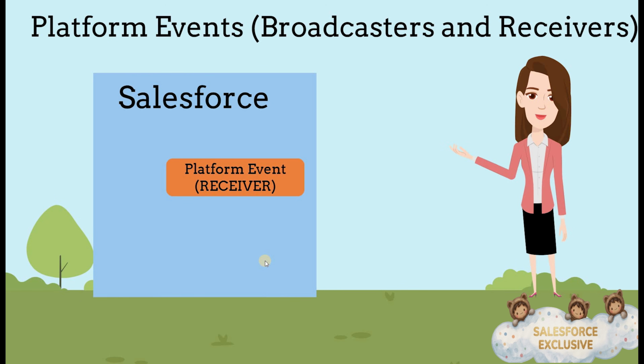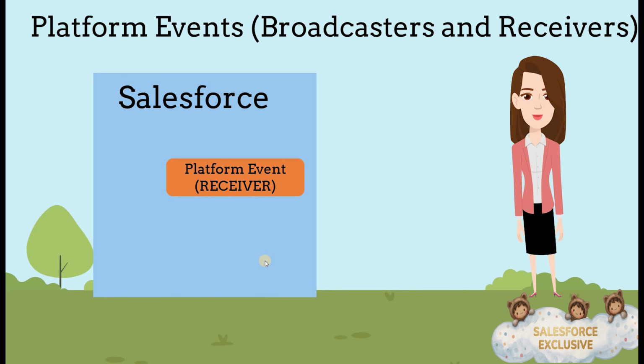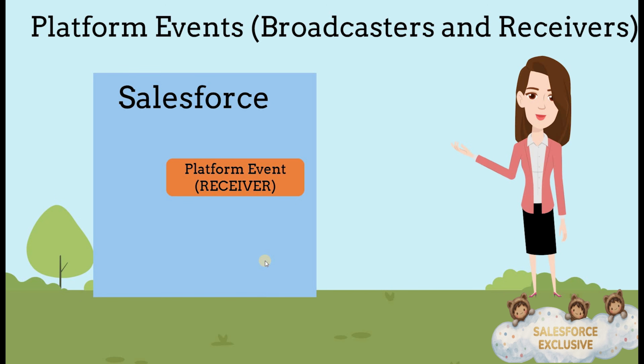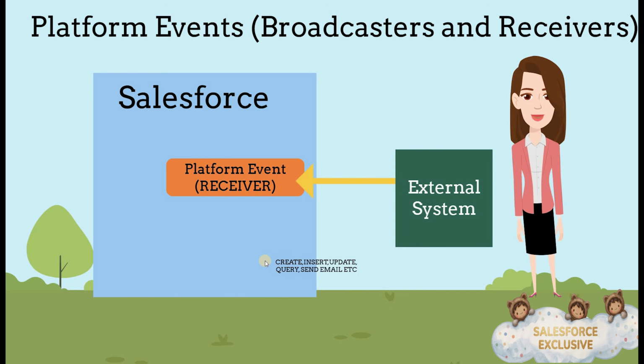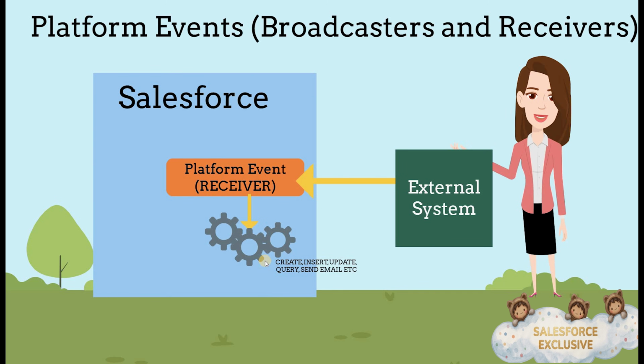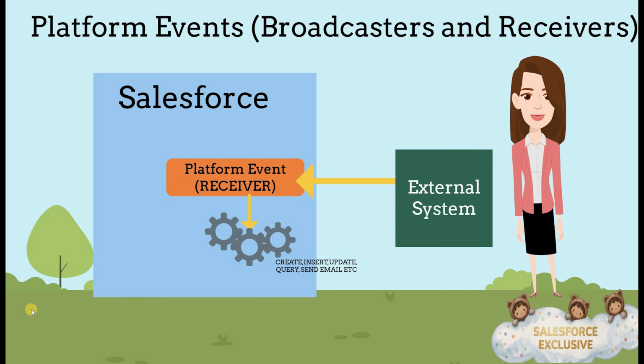Any external system can directly publish something to this platform event, and as soon as this platform event has a record from the external system, we can have our own trigger written on it. That is called a platform event triggered flow. On creation of this platform event record, we can have a flow run. On running of that flow, we can write our own logic. In this case, we need to create a contact. Still confused? Don't worry, I will show you.